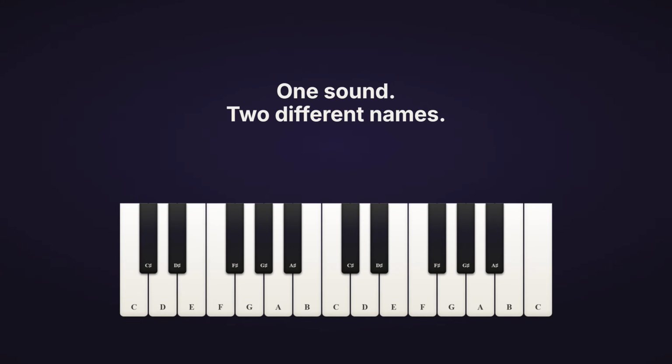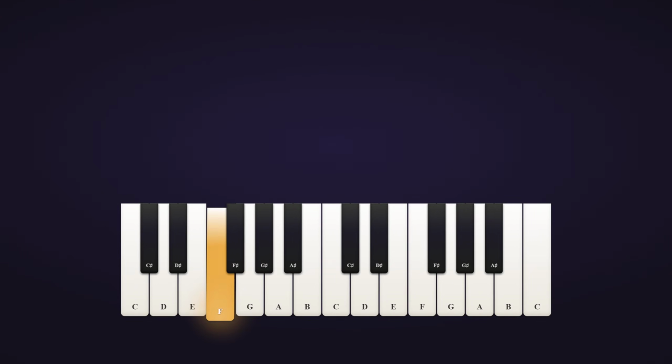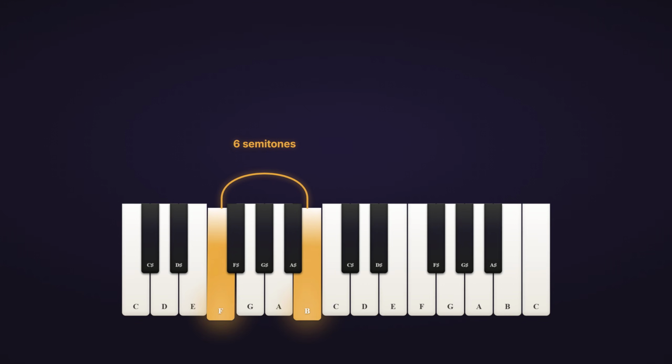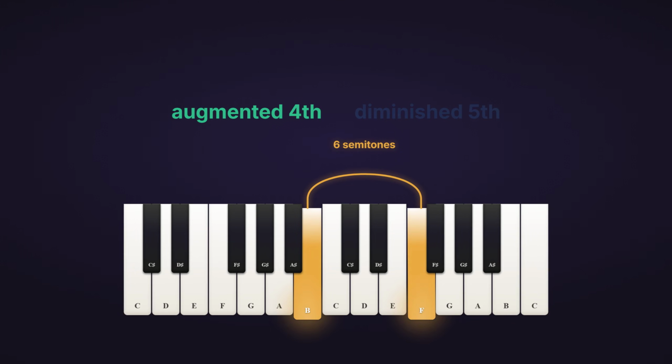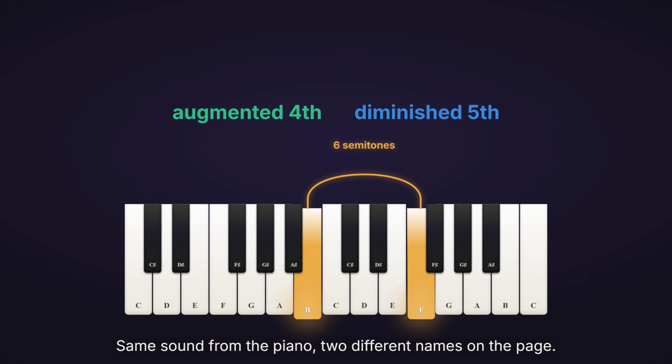Here are two intervals that sound exactly the same, key for key, and yet they wear two different names. Press F, then press B above it. 6 keys apart, that restless, hollow tritone sound. Now press B, then press F above it. The very same distance, the very same sound, but the first one is called an augmented fourth and the second is called a diminished fifth. Same sound coming out of the piano, two different names on the page.